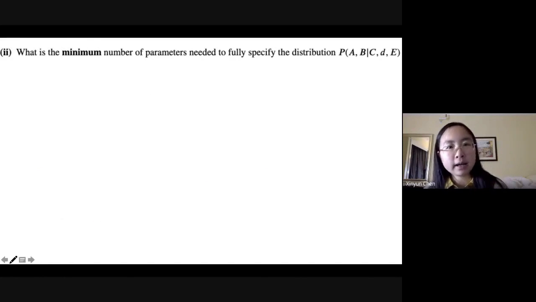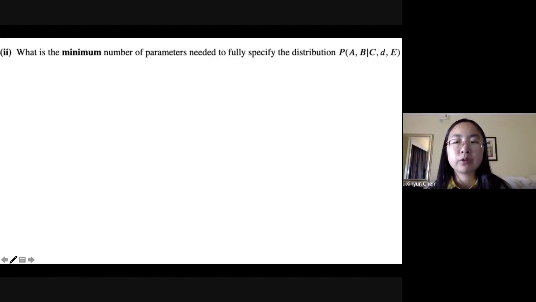For part II, it is asking about the minimum number of parameters needed to specify the distribution. So here it means how many probabilities we need to specify so that this distribution is complete.